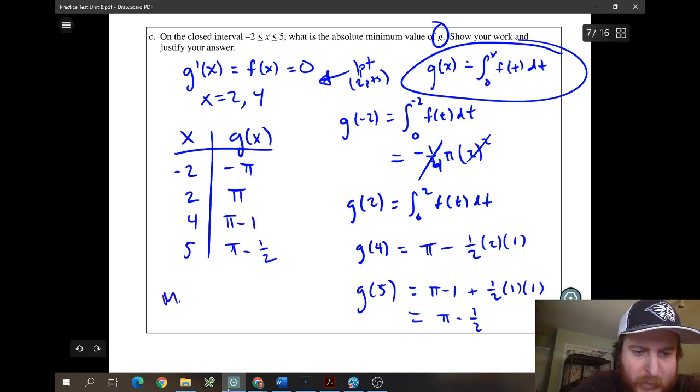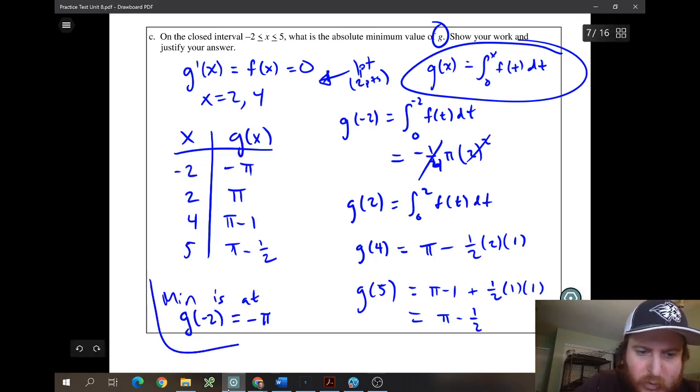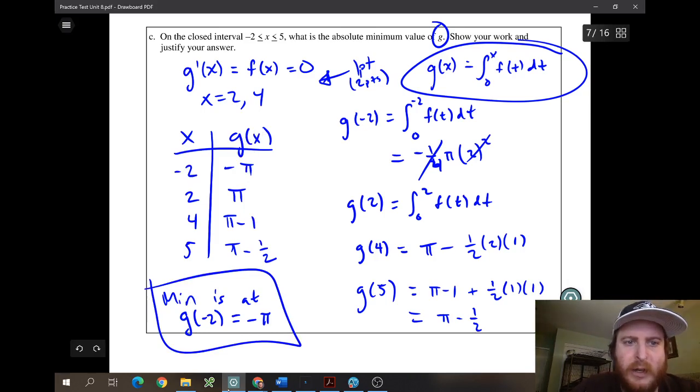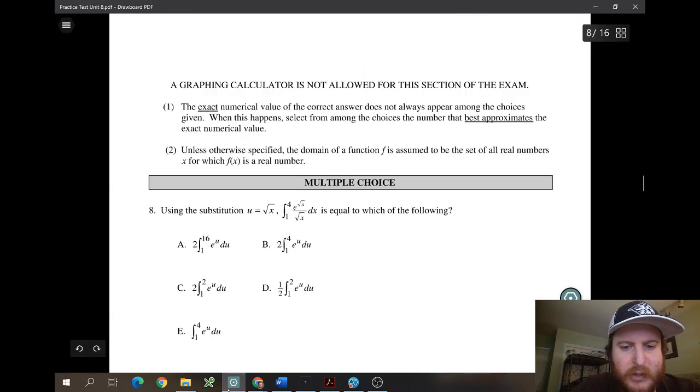So we're going to say the minimum is at, I like to do it this way, g of negative 2 equals negative pi. So I just put g of x equals whatever the value is. You don't need to explain it because your table and your work explain it. Right, moving on to the non-calculator section.